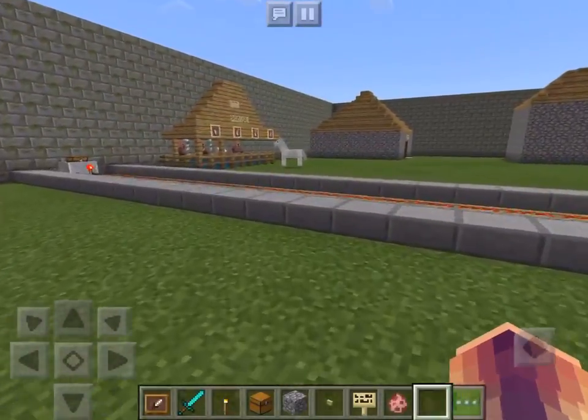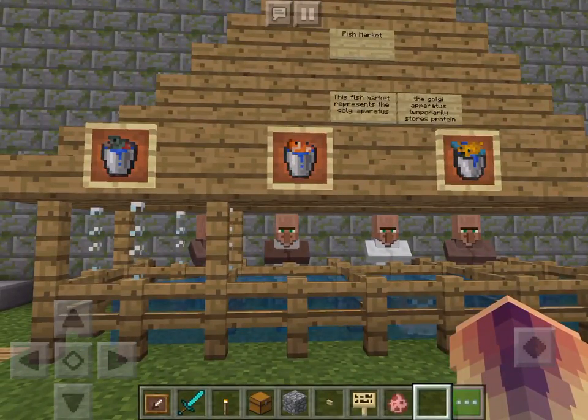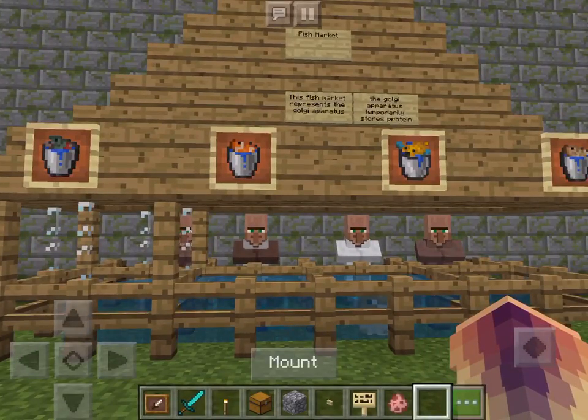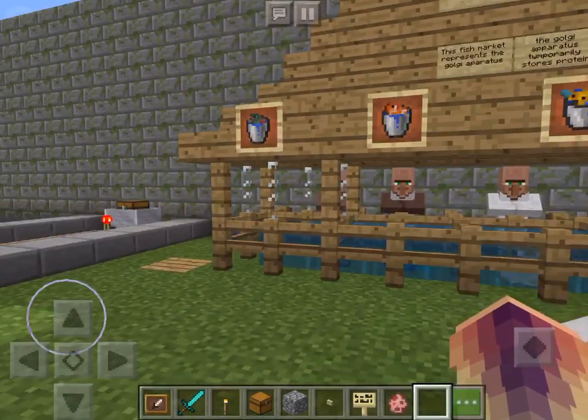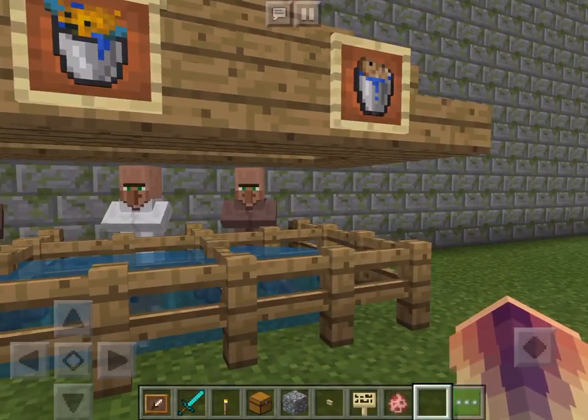I'm going to move on over here. This little fish market represents the Golgi apparatus. The Golgi apparatus temporarily stores protein. So fish are like protein. So I have salmon, I have clownfish, pufferfish, and cod.